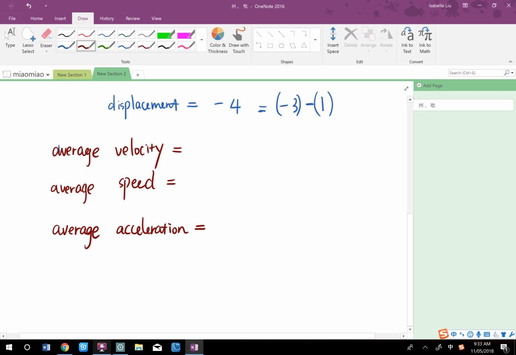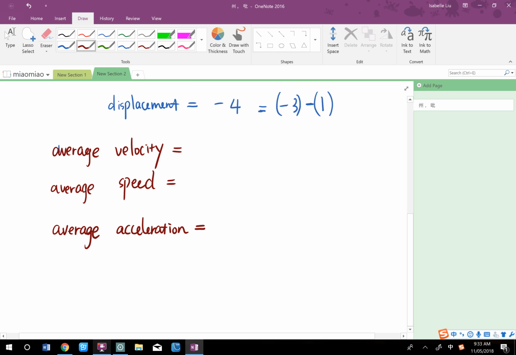Okay, that's the 3 formulas we need to know. Well, average acceleration is given in the notes. But what's average velocity and what's average speed? A lot of students get this wrong because when they see average of this thing, they add the 2 velocities and divide that by 2. That's not correct. That's a common mistake.